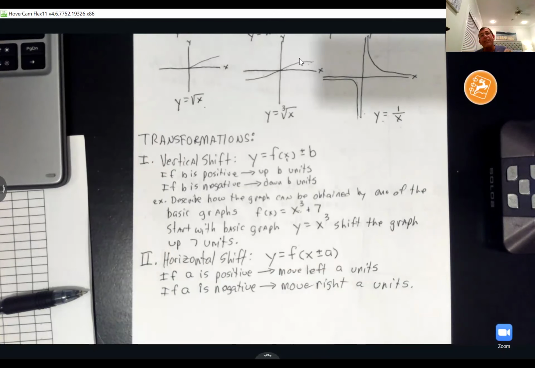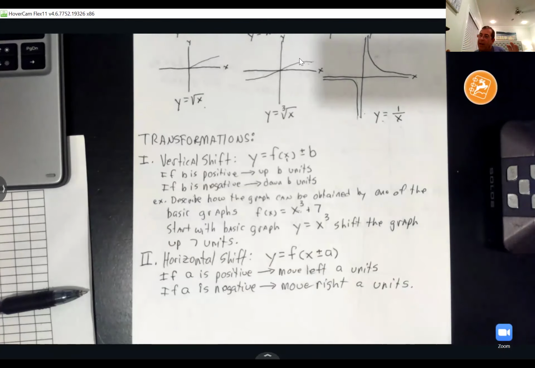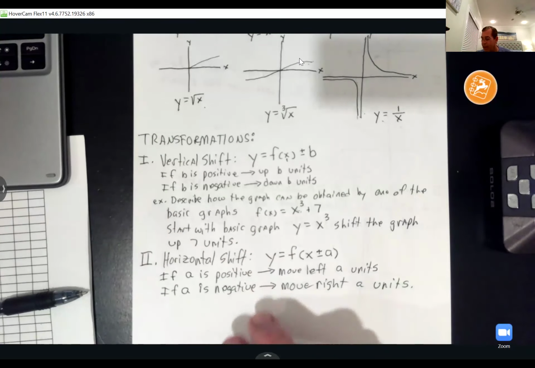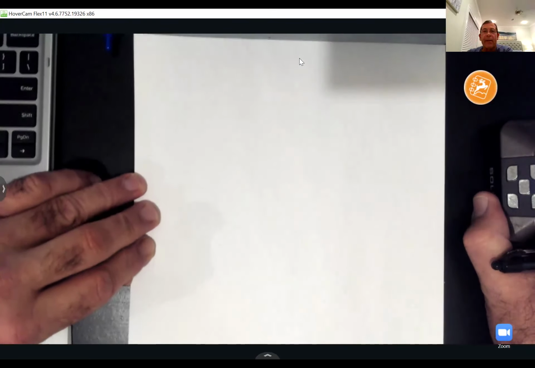But y'all, to me, this is the trickier one. Because when you think about adding to the x's, you think you're going right. But what happens is it changes the value of the x when it's getting evaluated in the function. So that's why it actually moves it the other way that you would think. So let's do an example of that.